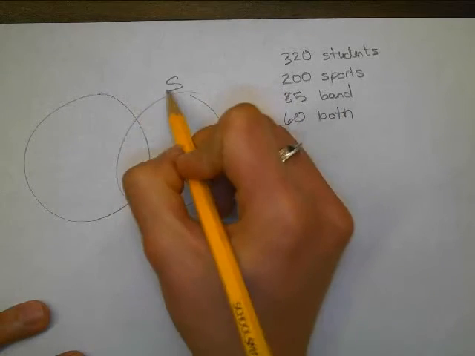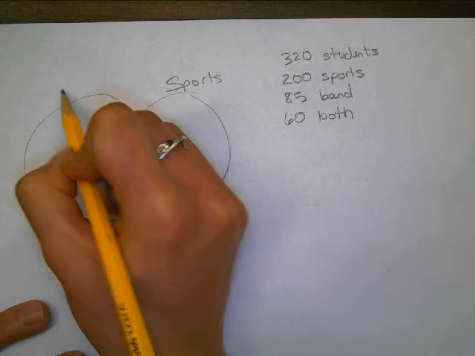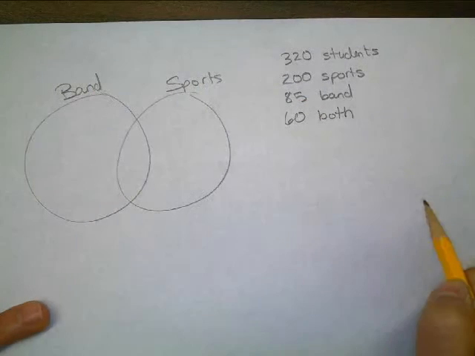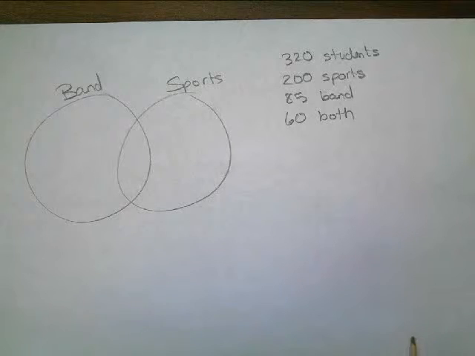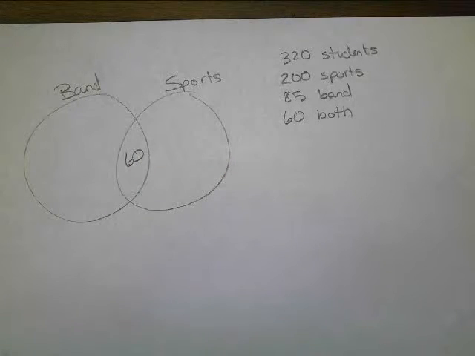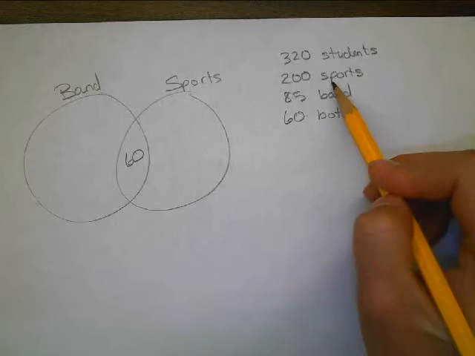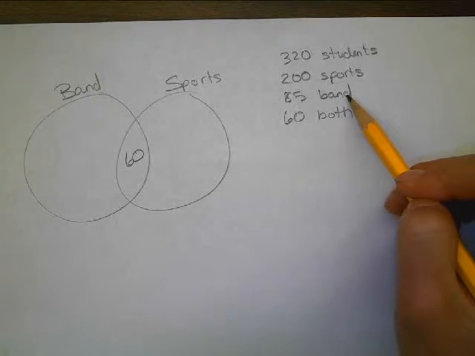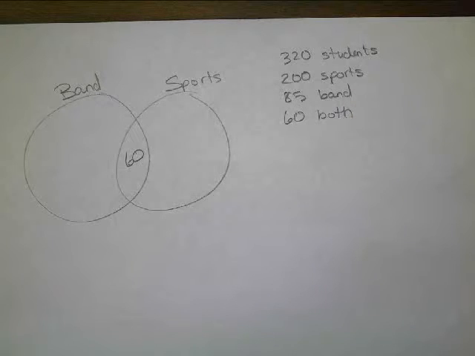So we have sports here, band, and what we're going to do after we fill in this Venn diagram is, of course, answer a bunch of different questions. So we know that 60 people play both, and I'm just going to do the same thing as I did before. If there are 320 students, 200 of those students play sports, 85 of them are in band, 60 of them do both.